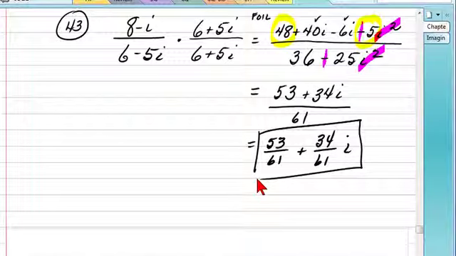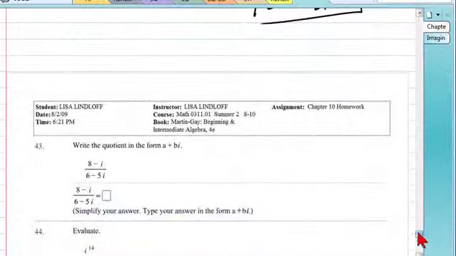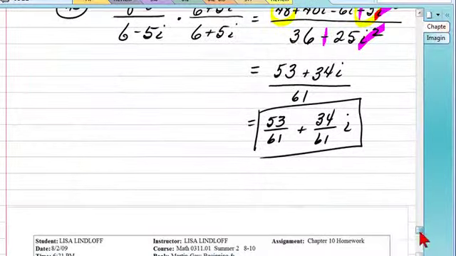Although it might not seem like a big deal, it is a big deal that if you add two complex numbers, the answer you get is complex. If you subtract two, you get a complex. If you multiply, you get a complex. You divide, you still get a complex. If you do any arithmetic with complex numbers, you get a complex number. The answer is 53 over 61 plus 34 over 61 times i. All right, last topic.